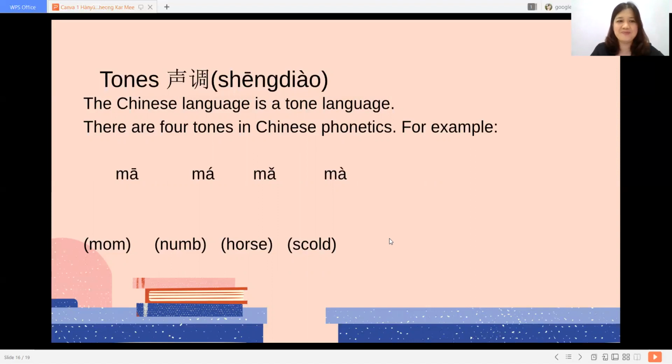Let's follow me. The first one, ma, which means mom, mother. The second one, ma, which means numb. The third one, ma, which means a horse. The fourth one, ma, which means scold. Is it interesting? So be careful when you pronounce Chinese words. You might express something wrongly if you put the wrong tone on the wrong syllables.